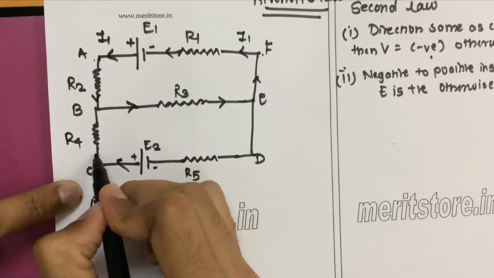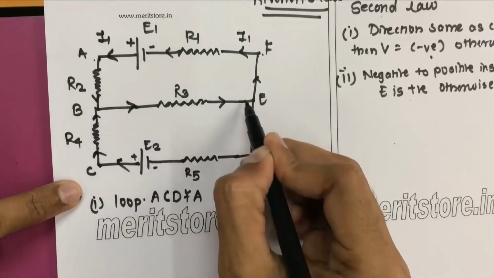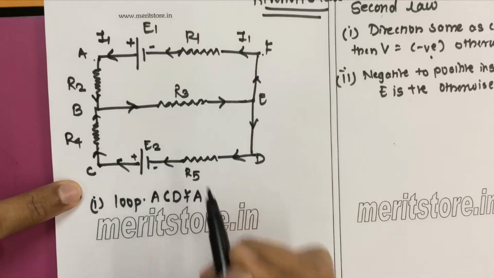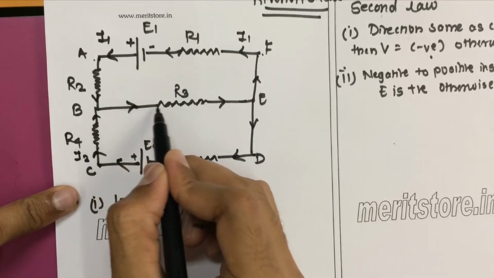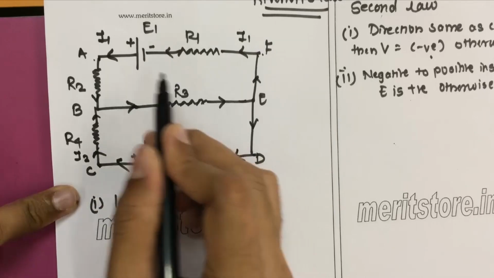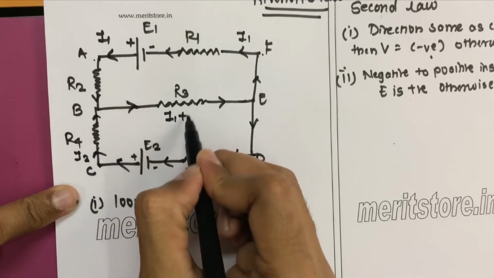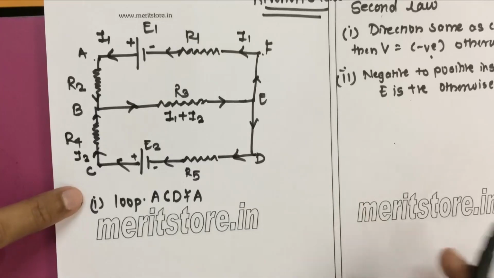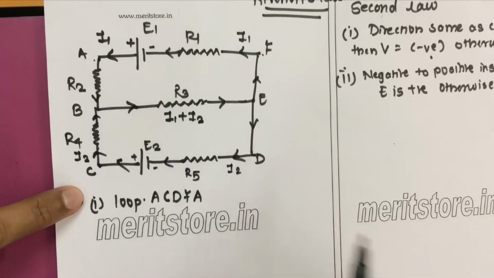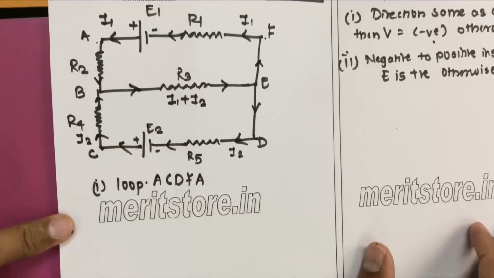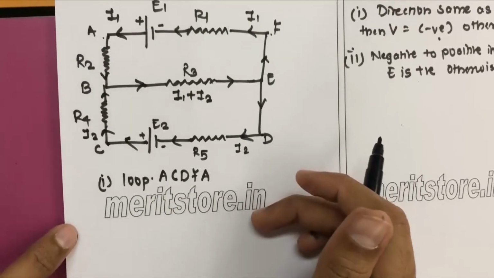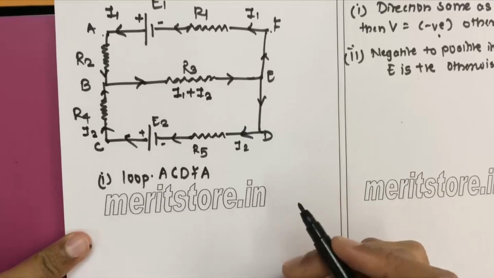So it goes here, it moves up, it goes in this particular direction, again comes down, moves up, and this way. So the current here is I2, and in this particular resistance there are 2 currents going, so it will be I1 plus I2. Okay, again the current here is I2. Now we find the voltage in this loop A, C, D, F, A.